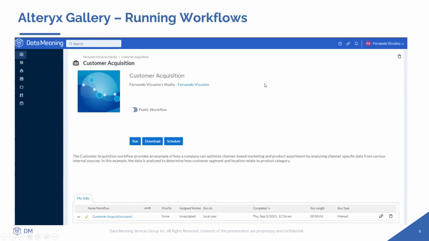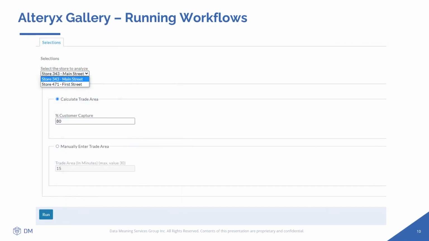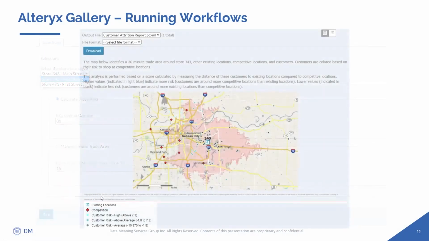Let me show you how to run the workflow. You're going to press Run here. In this case, I have an analytic app, and we can pass parameters before the execution. In other cases, you just press Run, and it's going to start. In this case, we can select a store, pick how many customers we're going to analyze, and press Run. After this, Alteryx is going to run that and show you the results in a web report. Or you can also download that report in different formats, such as PDFs or Excel files.